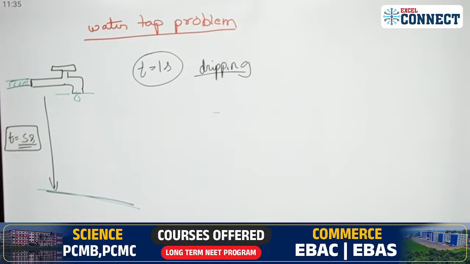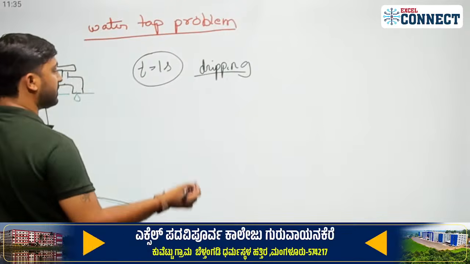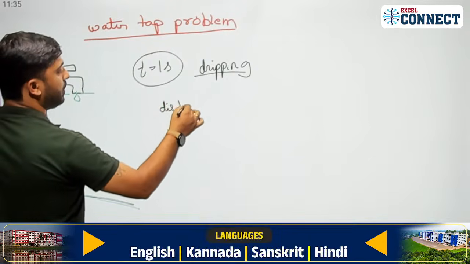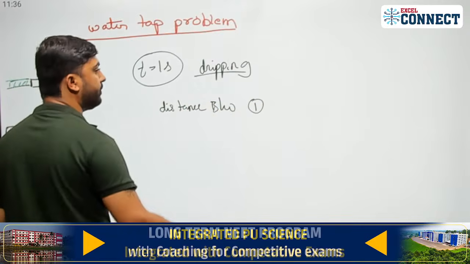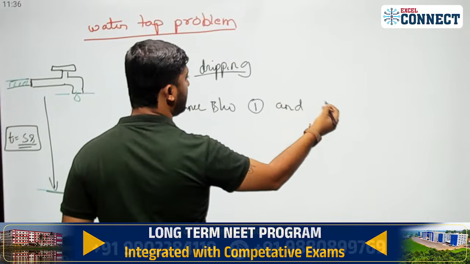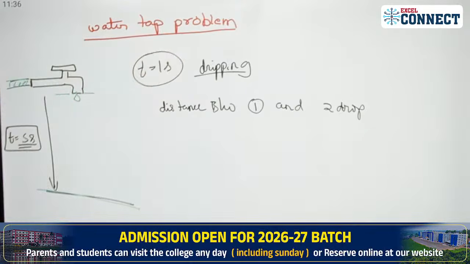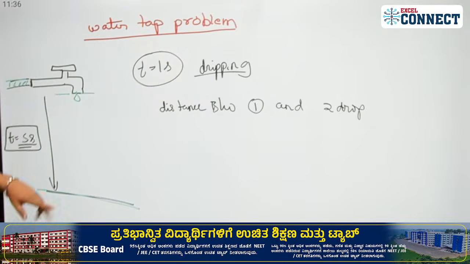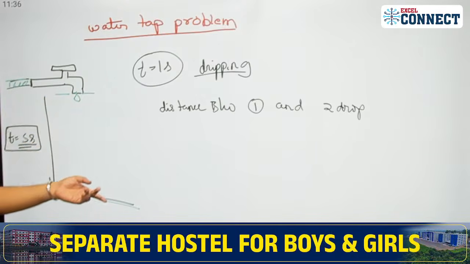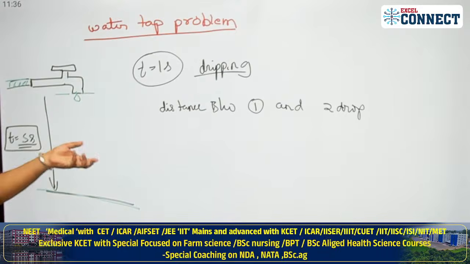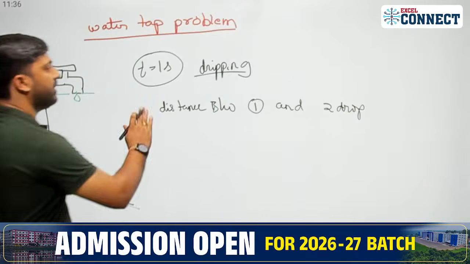So how to solve this problem, or what will be asked in the question? They will ask the distance between first drop and second drop. The question will be like this. They will be asking what is the distance between first drop and second drop, or what is the height of third drop when first drop reaches the ground. So this will be the type of question.